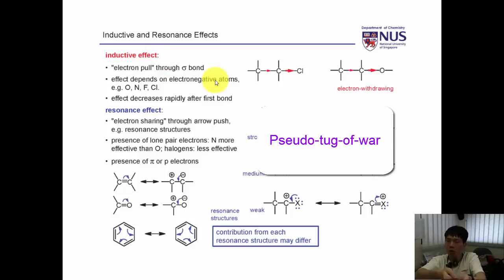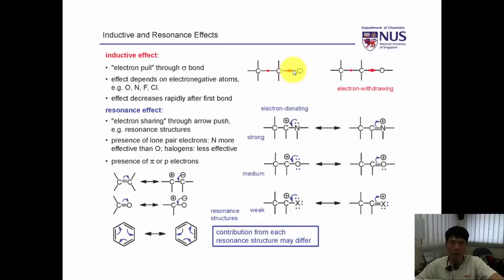Think of tug of war. So see here, chlorine likes to pull electrons from the sigma bond. Oxygen pulls electrons from the sigma bond.